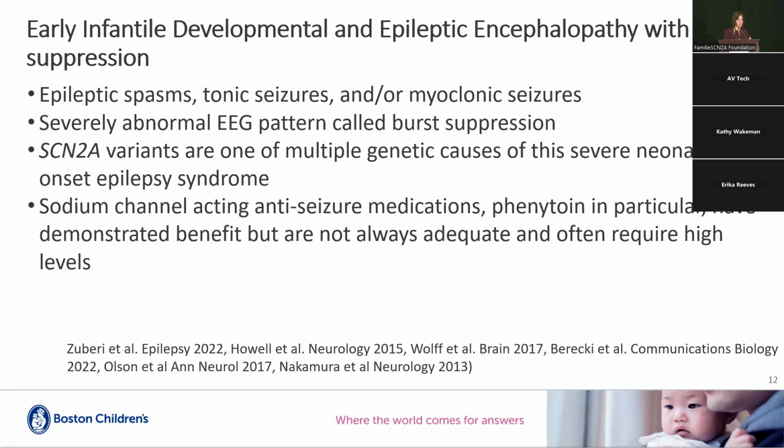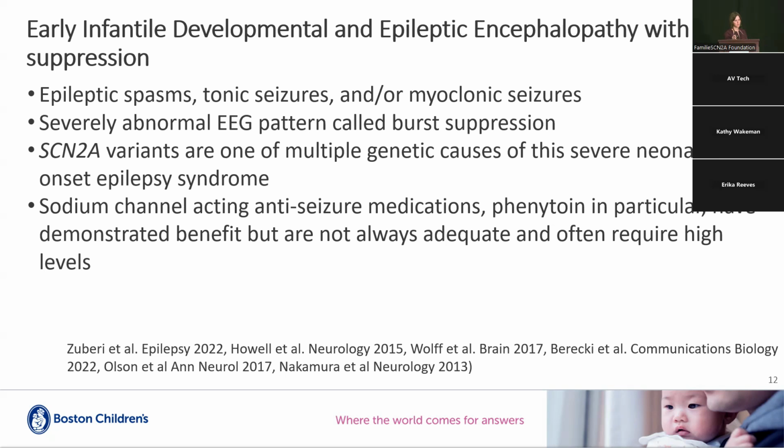So a subset of that group is the early infantile DEEs with burst suppression, and these are amongst the more severe epilepsy syndromes in infancy. Common seizure types include epileptic spasms, so you crunch for just a second or two and then relax, but they come in clusters. And you'll hear more about seizure types in the next talk, so I won't go into too much detail. Tonic seizures are stiffening, myoclonic are kind of lightning fast jerks. I'll show you the EEG set in a second.